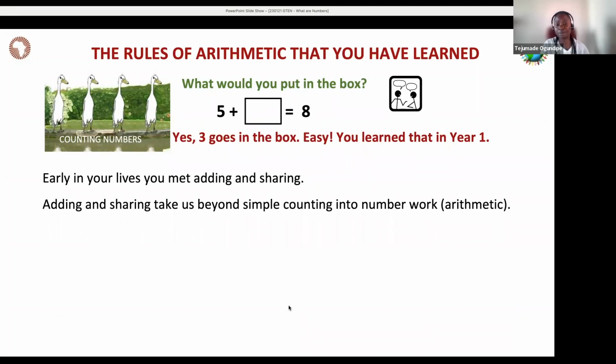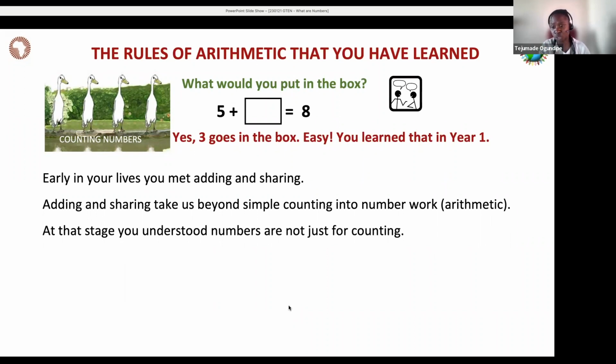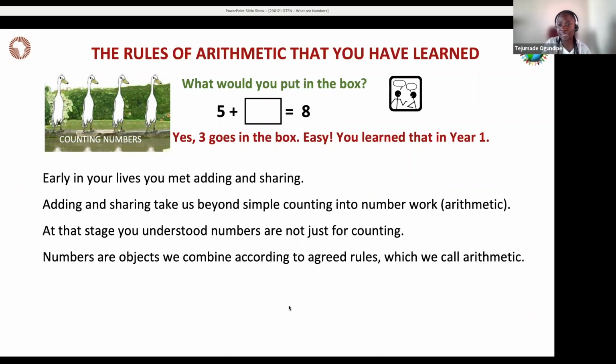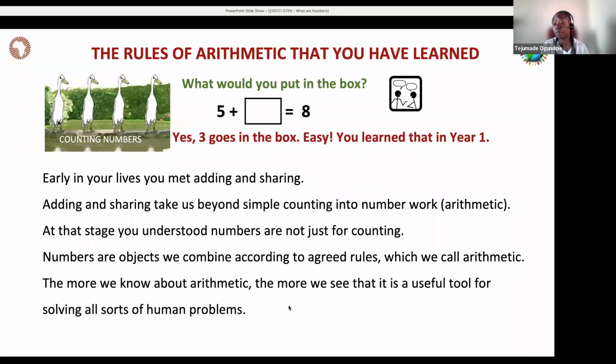Early in your lives, we met adding and sharing. Where you ask learners to share, maybe, 5 sweets among five students, they will be able to tell you how that should be shared. Adding and sharing take us beyond simple counting into number work. It takes us into arithmetic. At that stage, you understood numbers are not just for counting.